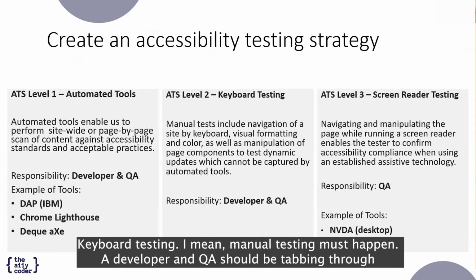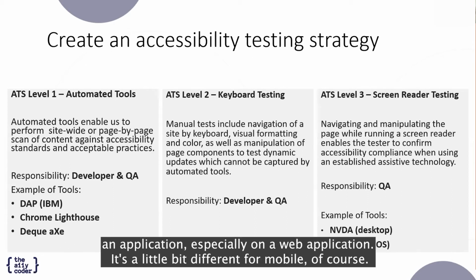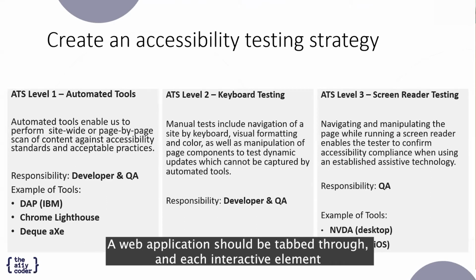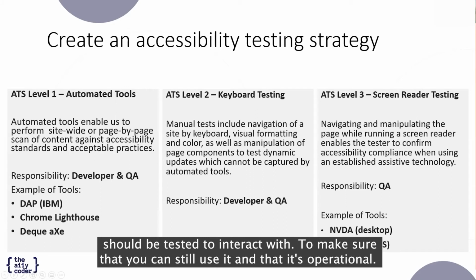Keyboard testing. Manual testing must happen. A developer and QA should be tabbing through an application, especially a web application. It's a little bit different for mobile, of course. A web application should be tabbed through, and each interactive element should be tested to make sure that you can still use it and that it's operational.